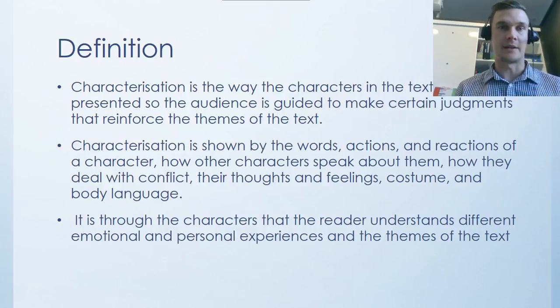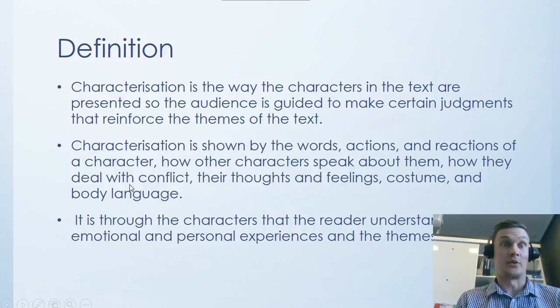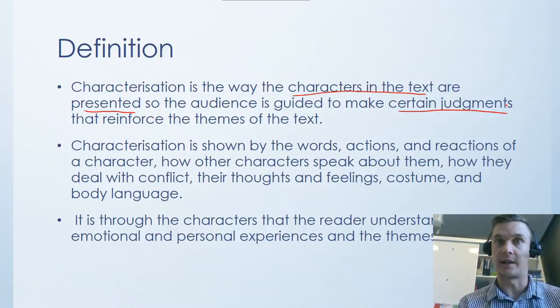So here's the definition, and I'll get you to write this down. I'll move my head out of the way, and there are three sections. I feel like this gives us the best description of what characterization is. Characterization is a way that characters in the text are presented, so the audience is guided to make certain judgments. The way that characters interact, the way that they are created or used, gives the reader certain judgments about that character. It's a specific method that authors use, so it's important to understand.